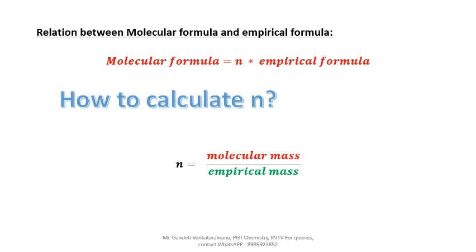Next, relation between molecular formula and empirical formula. This is a very important relation. Okay, so we will see: molecular formula equals N into empirical formula. For example, a question will be given to you. Okay, calculate the molecular formula of a carbon compound. You know how to derive the empirical formula, but you don't know how to derive the molecular formula. So how to get the molecular formula? This is the relation. Molecular formula equals N into empirical formula.